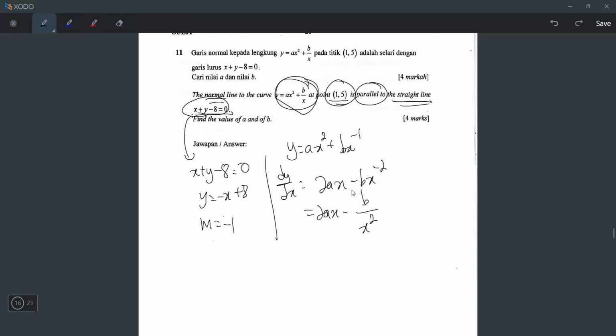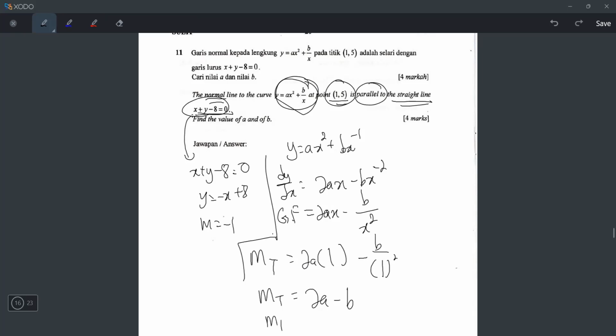Now, this is not the gradient function yet. This is not the gradient tangent yet. This is just the gf, or gradient function. If you want to get the gradient tangent, you have to substitute the x value: 2a, and the x coordinate is 1, and then minus b over x squared. This one also replace with 1. And the moment you replace the x value, we don't call it gf. We will start calling it m_T, the gradient tangent. So it'll be 2a minus b. But this is the gradient tangent.